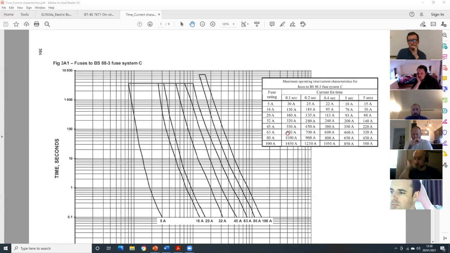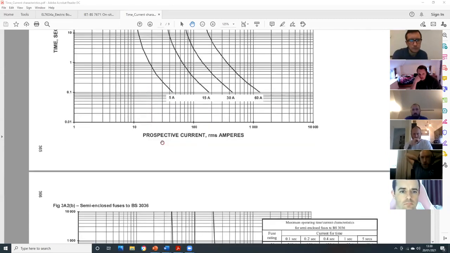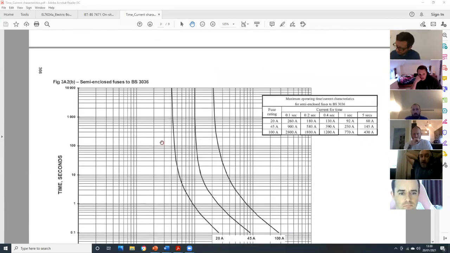Now, the problem lies here with the rewirable fuse, or semi-enclosed fuse, BS 3036 fuse, whatever you want to call it, that's got a fusing factor of 2. So that means that little overload factor that has been built into cable current ratings is likely to be exceeded, because these things don't operate really until twice their rating.